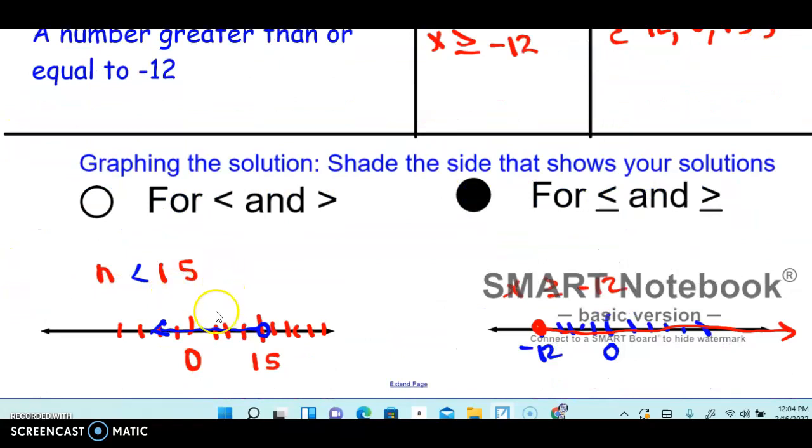Now to graph it, our target number is 15. It's an open circle, and we're saying that the numbers are less than 15, so the arrow points to the left. In the second problem, we're saying that the numbers are greater than or equal to -12, so it's a closed circle. -12 is the target number. It points to the right to the greater numbers.